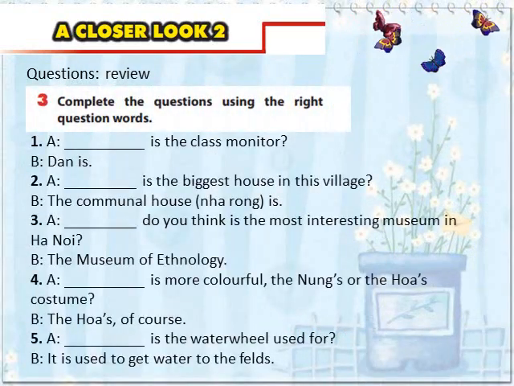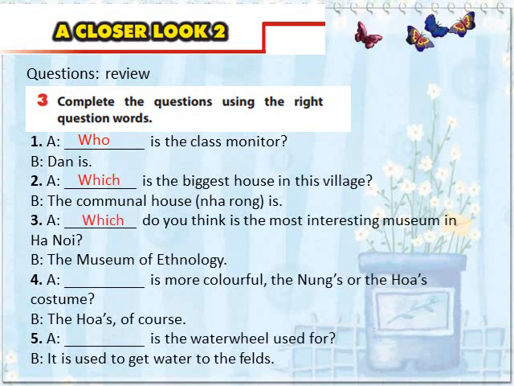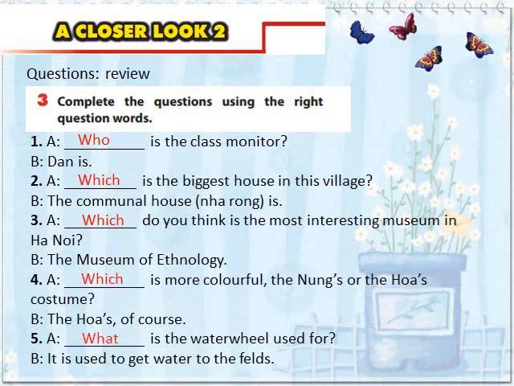Continue with exercise 3. Complete the questions using the right question words. You need to pause the video to do the exercise by yourself, and then I will give you the answer. Who is the class monitor? Which is the biggest house in this village? Which do you think is the most interesting museum in Hanoi? Which is more colorful? What is the water wheel used for?